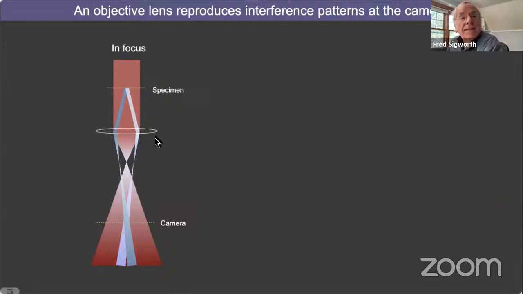So here's a lens. The lens focuses the undiffracted beam down to a point, and then it spreads out again. And so down here we have the undiffracted beam, and here are two diffracted beams, and we have the same relationship of phase differences and so on down here as is happening up here at the specimen. But notice that now we have what would be the extrapolation of the wave fronts up above the specimen, magnified down here at the camera.